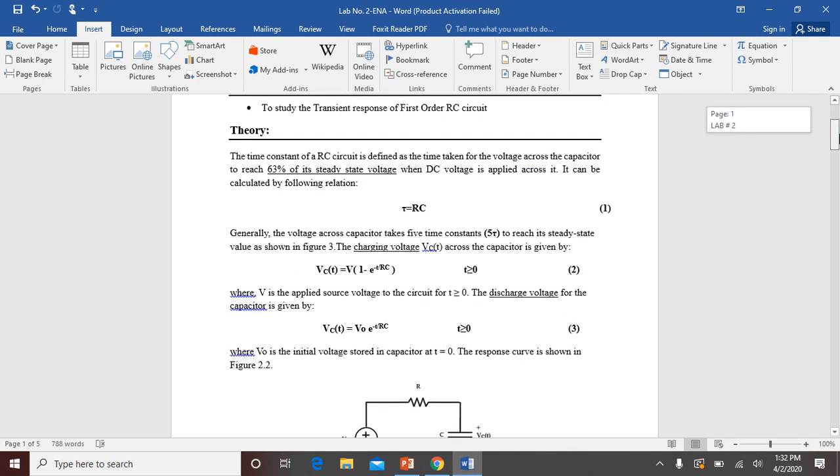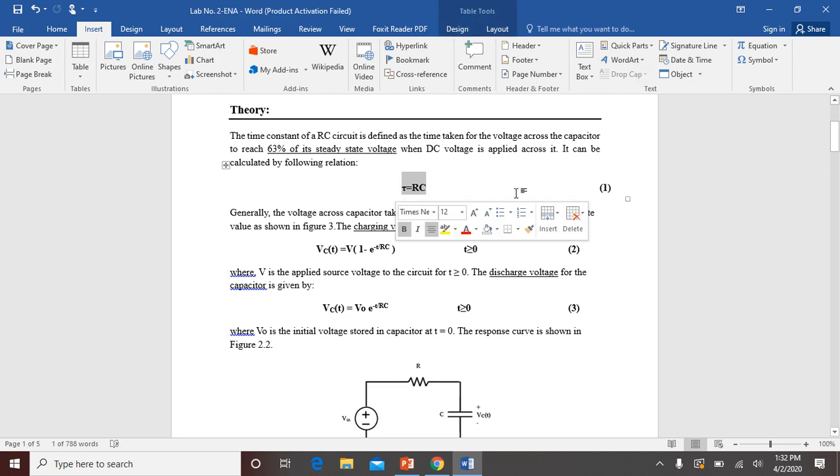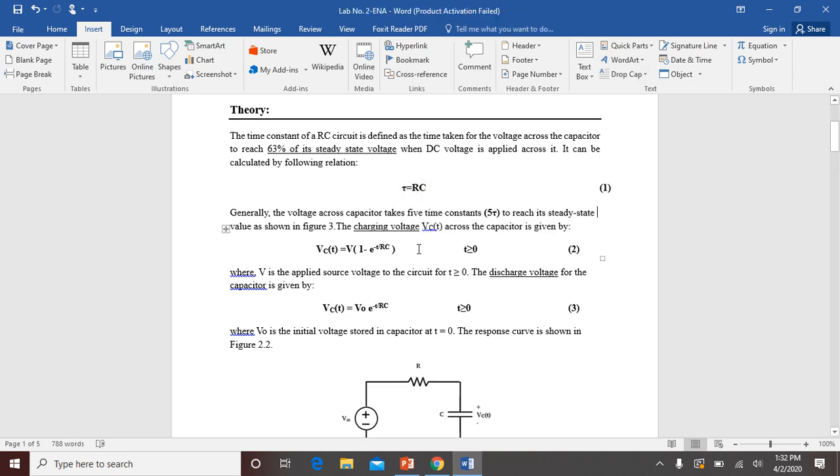So this is your lab manual, which is also posted on LMS. This is the equation of tau that is written over here, that is the time constant RC. And this is the equation for the capacitor charging, and this is the equation for the capacitor discharging. So we saw that the pattern of the capacitor getting charged is something like this, and again for the discharging, the pattern is something like this.